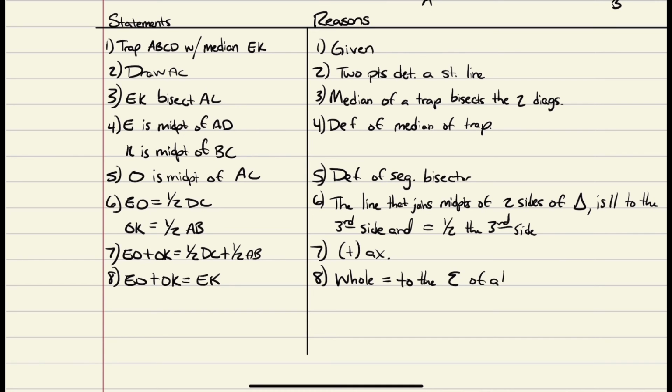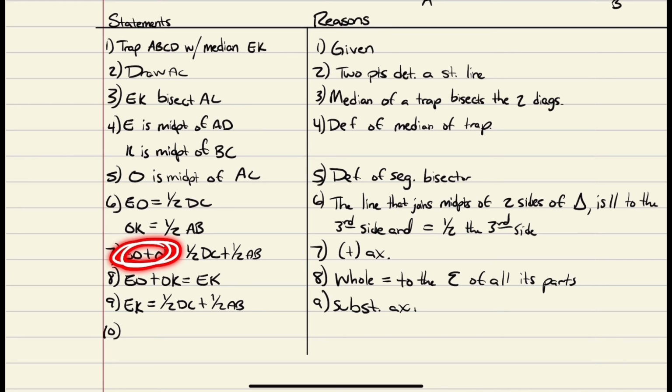Number 9. We can now say EK equals 1/2 DC plus 1/2 AB. This is again substitution. Oh, I guess this is not even the first. This is the first time we've used substitution in this one. And then number 10, so all I did was substitute here. Up here I said EO plus OK equals that, so we kept that the same. But then here I said EO plus OK equals that, so I just substituted EO plus OK for EK down here. All right, there we go.